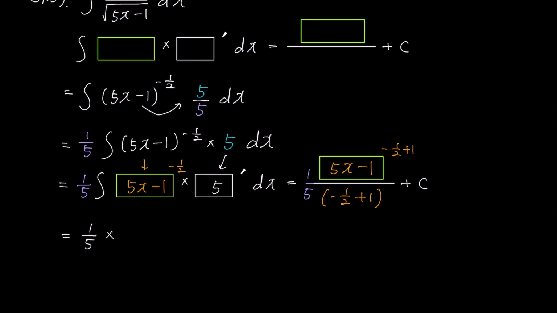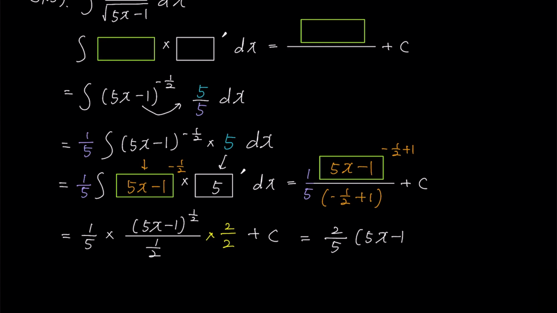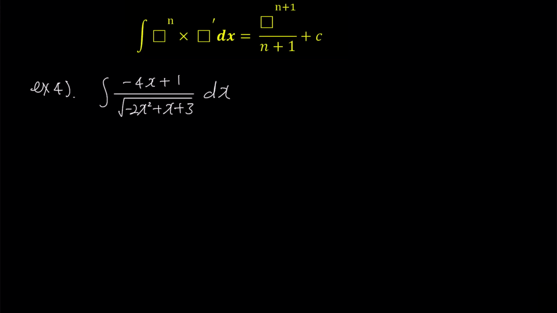The answer is 1 over 5 times 5x minus 1 to the power of half divided by half. So we multiply both the numerator and denominator by 2 to get rid of the denominator's half. Then the half in the denominator disappears, and the answer becomes 2 over 5 times 5x minus 1 to the power of half plus c. This problem may seem more complicated, but we can easily find the answer using the box rule.